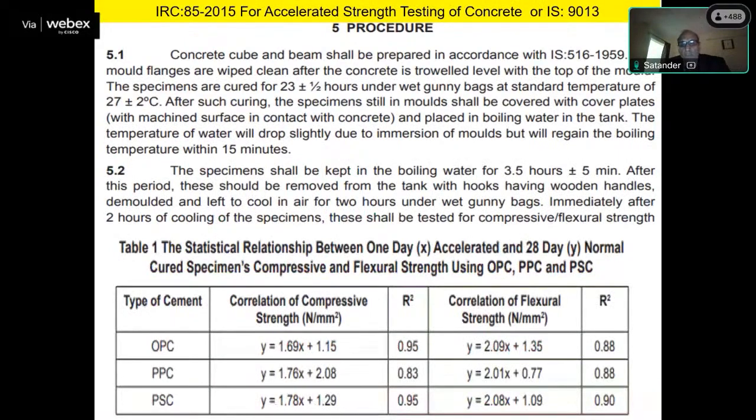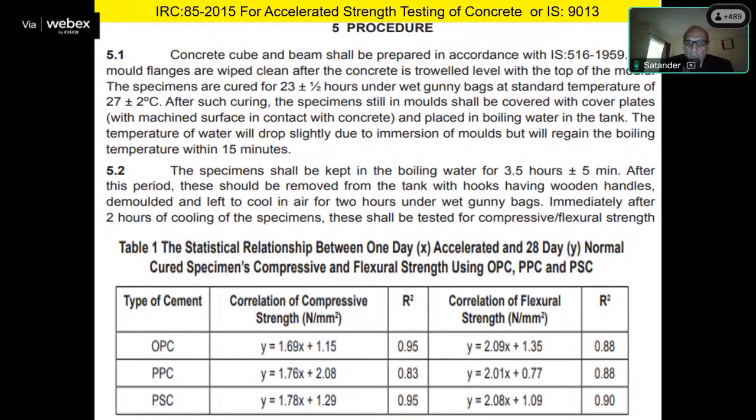Now, suppose due to some emergency, nowadays, you are doing pedestal work, you are repairing an expansion joint, because the life of an expansion joint is 25 years. Suppose heavy traffic is going on, then you have to do accelerated curing. You need the median within 2 days. You have to follow two codes, one IRC code, the other IS code. IRC 85 code is on accelerated curing, or IS 9013.